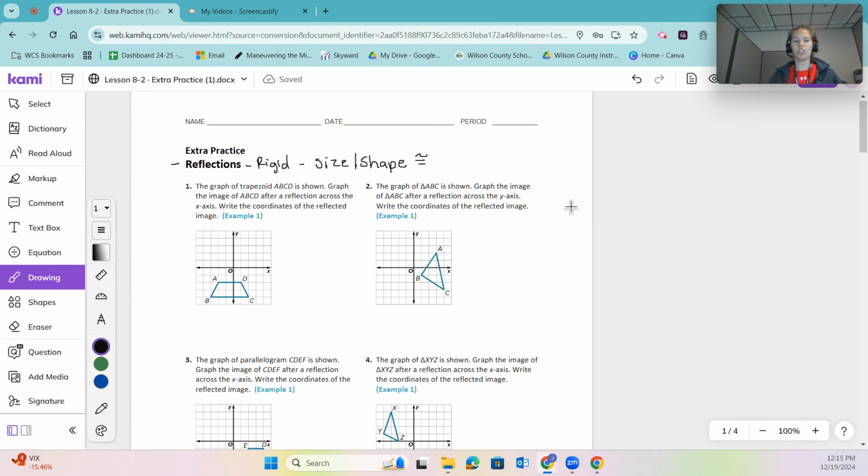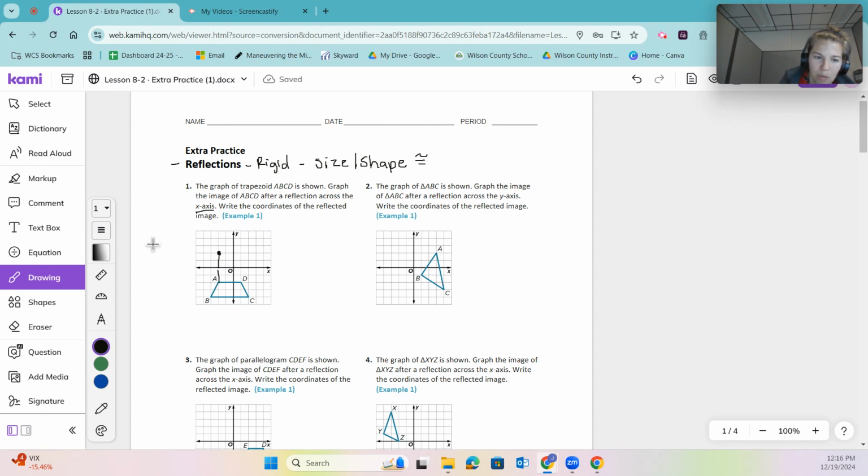So if I am reflecting this figure ABCD, I'm going to do one point at a time. And this says reflection across the x-axis, which means I am going to go across the x-axis, which means in this case, I'm moving it up. And now the distance here between A and the x-axis is 2, which means the reflected distance needs to be exactly the same. So 2 spaces here, then it's going to be 2 on the opposite side, and I'm going to plot my point there.